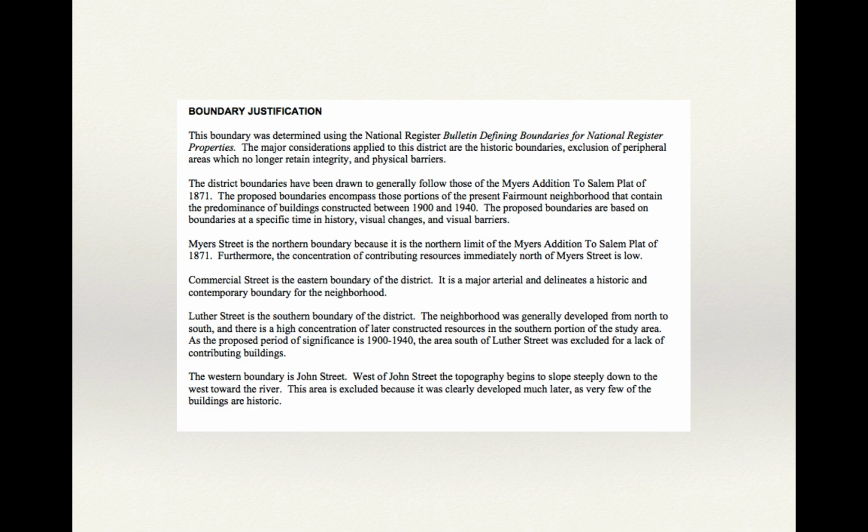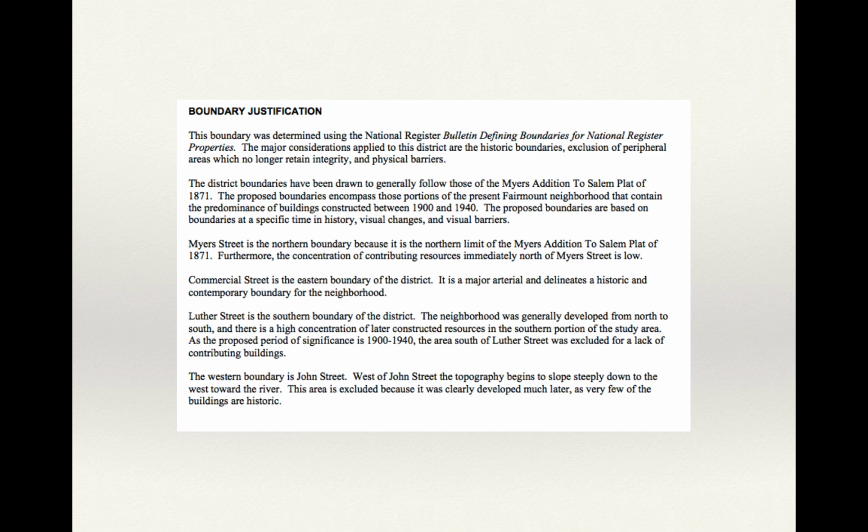Okay, no proposed. Next, Myers Street is the northern boundary because it is the northern limit of the Myers addition to the Salem Plat of 1871. Furthermore, the concentration of contributing resources immediately north of Myers Street is low. Commercial Street is the eastern boundary of the district. It is a major arterial and delineates a historic and contemporary boundary for the neighborhood. Luther Street is the southern boundary of the district. The neighborhood was generally developed from north to south, and there is a high concentration of later constructed resources in the southern portion of the study area.